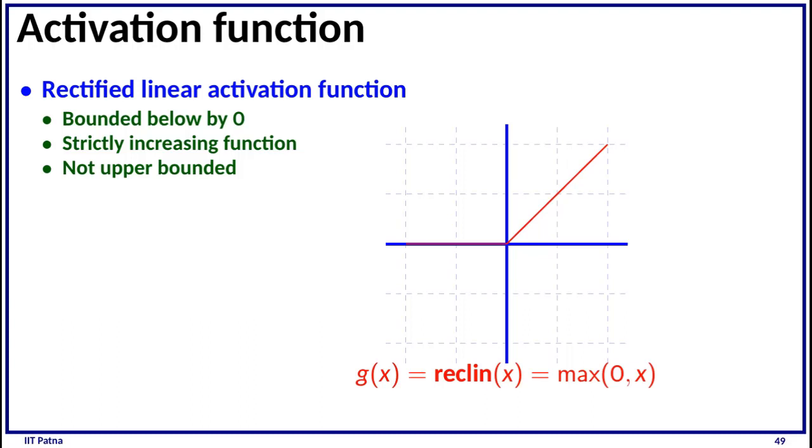So what does it say? This function is similar to the linear function. That means whatever input is provided, it will give the same thing as output, but only in one half of the zone, and on the negative half of the zone it will say the value is zero. So it's an increasing function and it's not bounded on the upper side, so the value can go from zero to infinity. And this can be defined in this manner, so it's max of 0 and x.